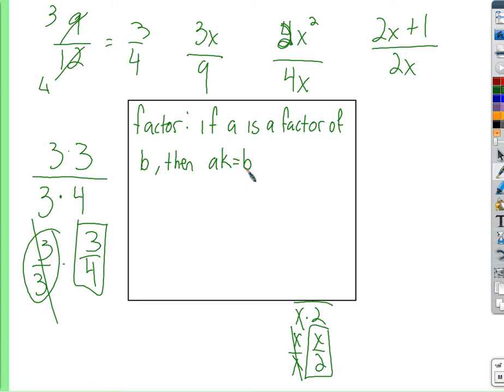But if I say 7 is a factor of 21, then 7 times something equals 21, as long as that something is not a fraction, then A can be accepted as a factor of 21. A can be a factor of B. So let me just say where K is an integer.